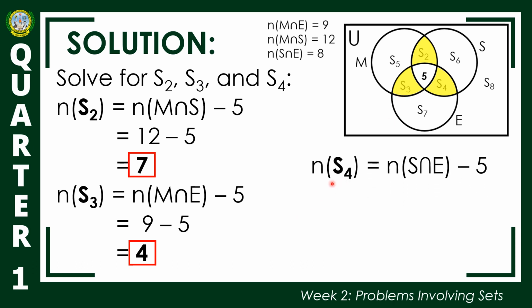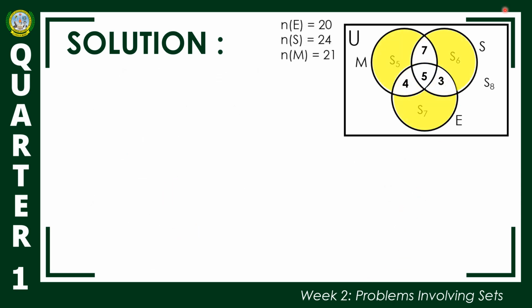Last po is S sub 4. So, again, isusubtract po natin yung 5 dun sa number of elements in the intersection of S and E. So, according to the problem, there are 8 elements in the intersection of S and E. So, subtract 5 from 8 and we will get 3. There are 3 elements in S sub 4. Ilagay natin yung mga nakuha nating values dun sa diagram. So, we have 7 here, 3, and 4.